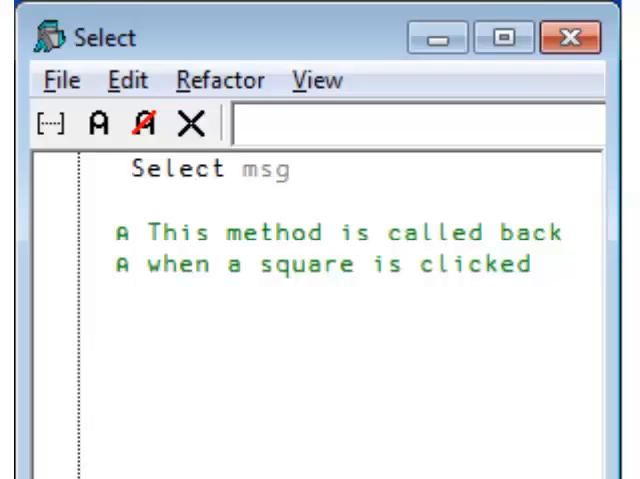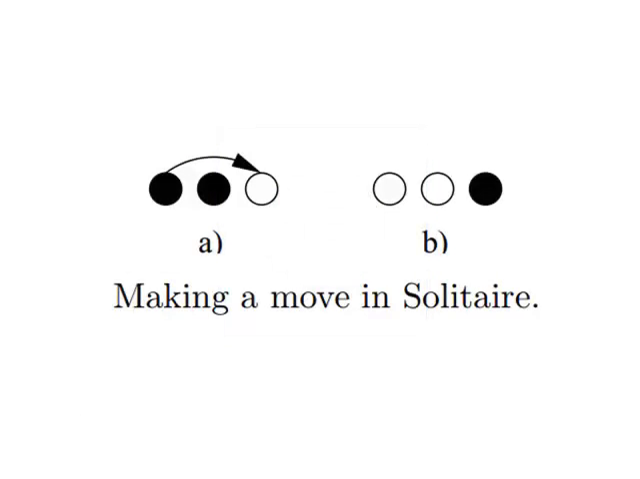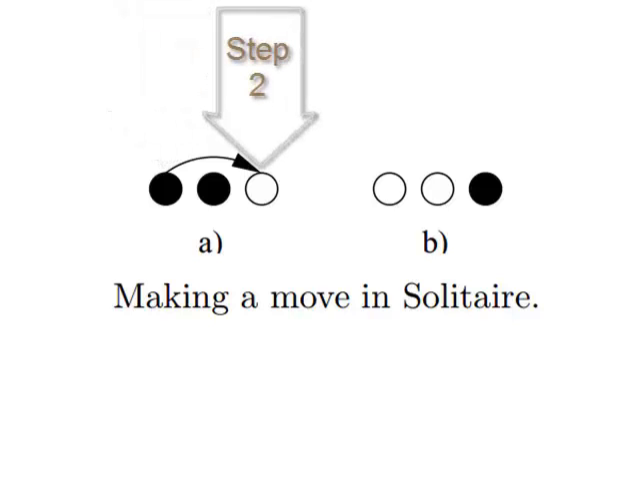But before writing select, we need to review what happens when we click a square. Making a move is a two-step operation. One, you select the square to move from, and two, you select the square where you want to go to. In order to be a valid move, some conditions must be met.